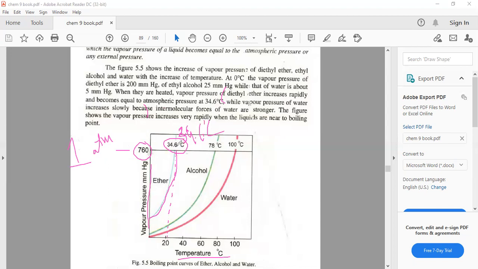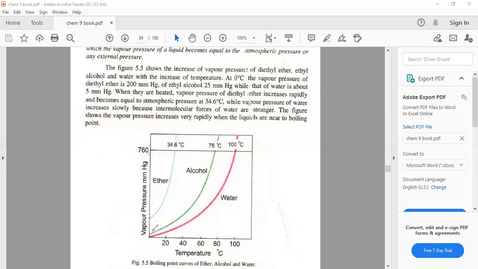When the temperature reaches 34.6 degrees Celsius, at that point the vapor pressure of ether becomes equal to the atmospheric pressure. And at that point ether starts boiling. And this point is the boiling point of ether.